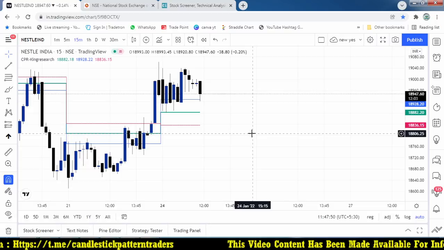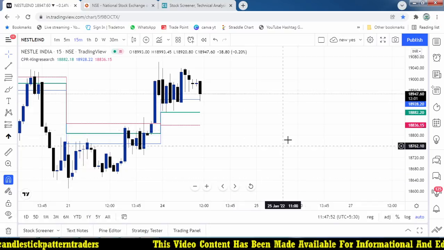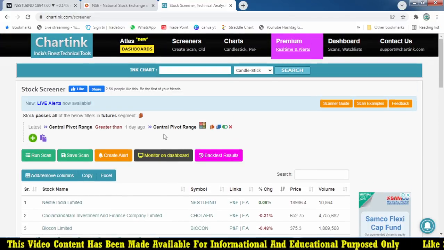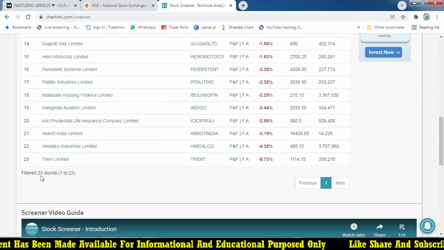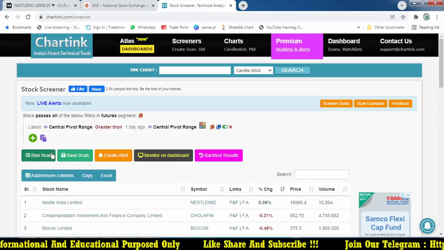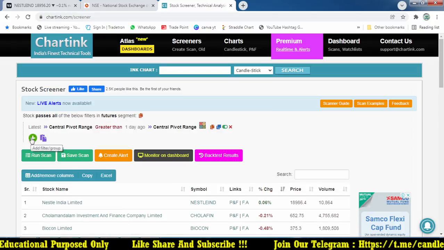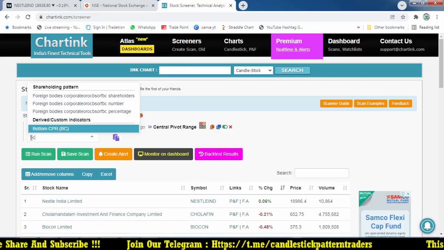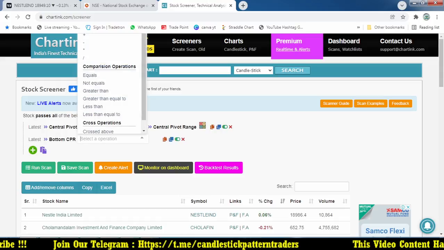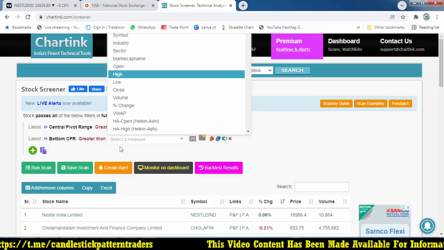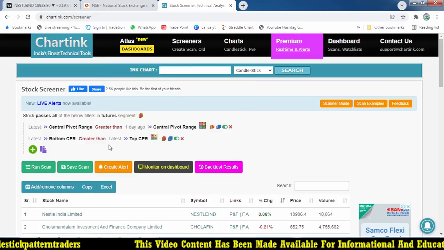So first I am going to filter out the stocks using the scanner. For the second scan, I'm going to change some conditions. Here we got almost 23 stocks with a higher CPR value. Right. I'm going to do one thing right now: today's BC, the bottom CPR, the latest bottom CPR must be greater than the TC of 1 day ago.